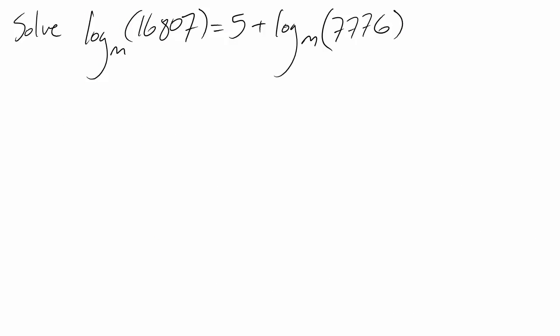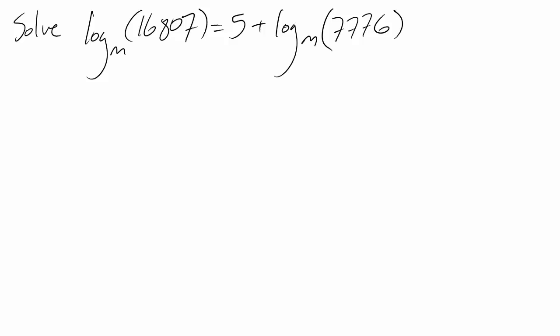We're asked to solve the equation log base m of 16,807 equals 5 plus log base m of 7,776. The most interesting detail about this problem is the fact that the variable is not inside the logarithm, it is the base of the logarithm. So this might be a bit unusual, but it's still completely viable as far as problems go. There's nothing inherently problematic with this setup.